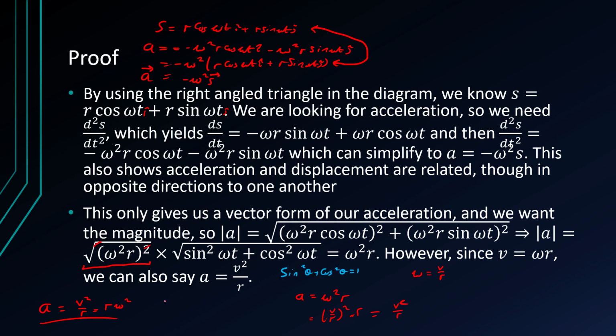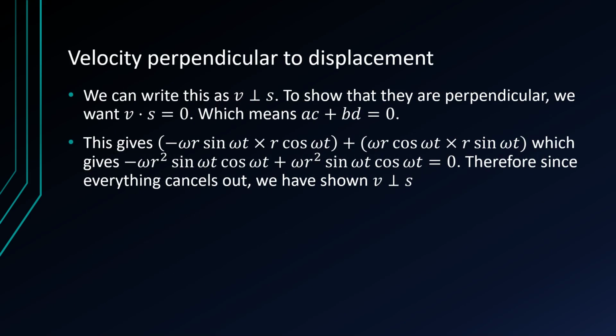And then, of course, since F equals ma, the centripetal force is therefore m v squared over r, which is m r omega squared, just by putting an m in front of it. However, we can also show that the velocity is perpendicular to the displacement vector at any time. To show that the velocity is perpendicular to the displacement vector, we have to have the dot product of the two vectors equal to 0.